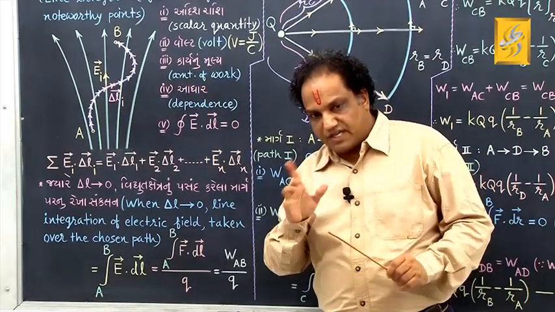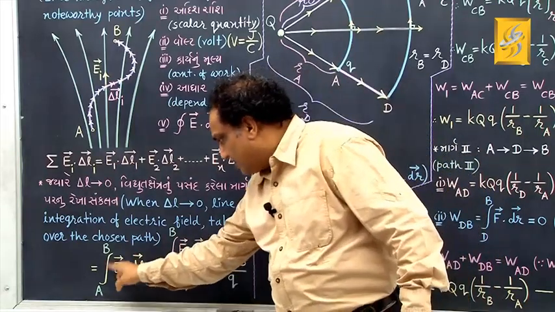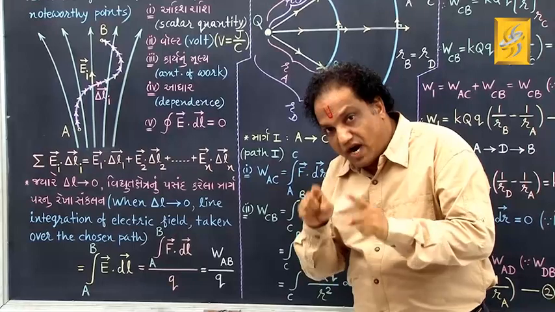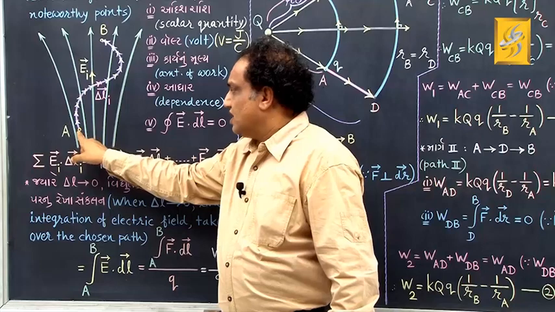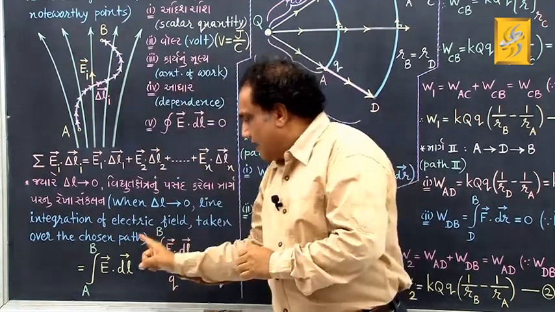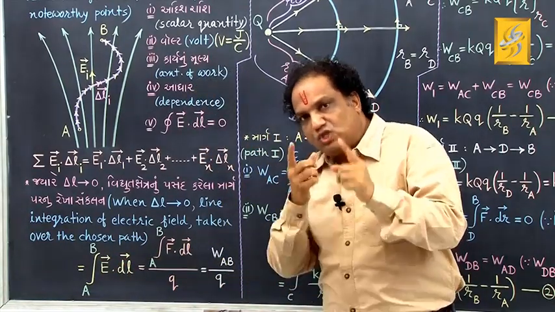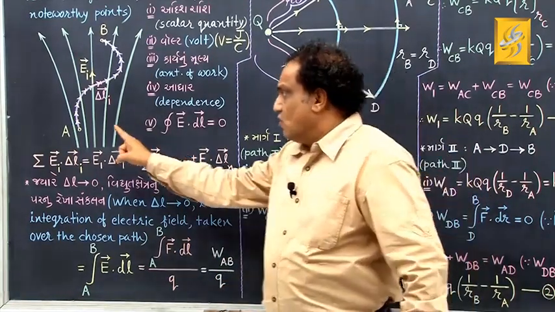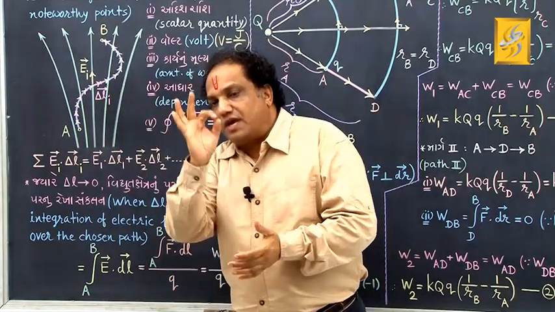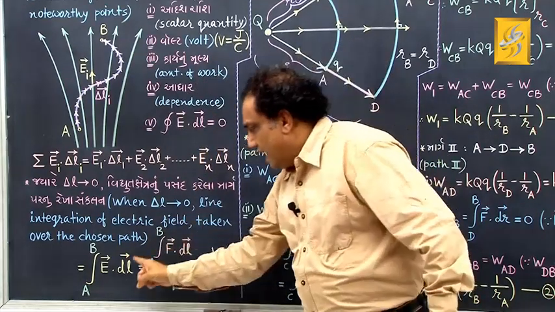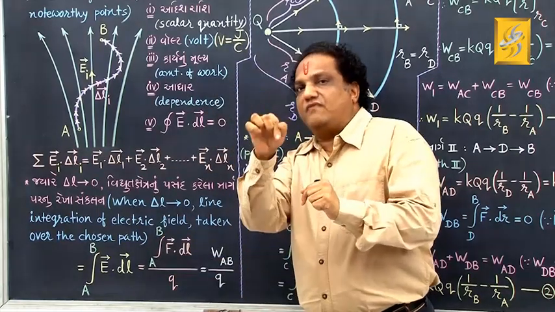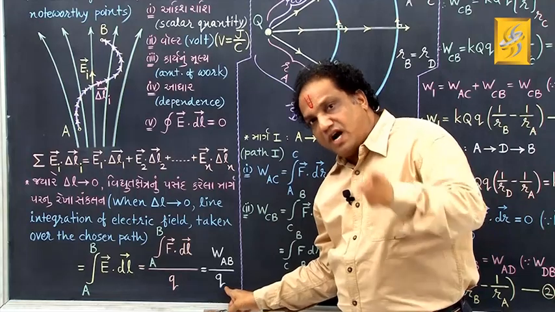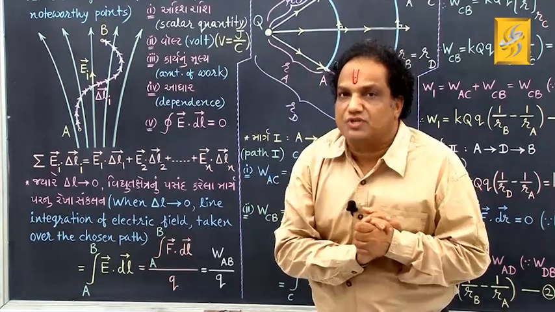What does it give? Line integration of electric field gives us amount of work done on a unit positive charge when it is moved under equilibrium on a given path from initial to final position. I repeat, line integration of electric field over a given path chosen inside the electric field gives us amount of work done on a unit positive charge when it is moved on that path from initial to final position, keeping it under equilibrium. Simple. Fine.